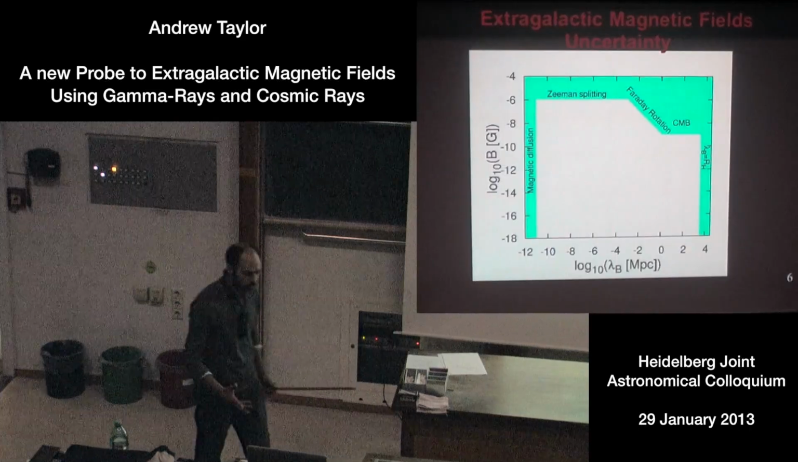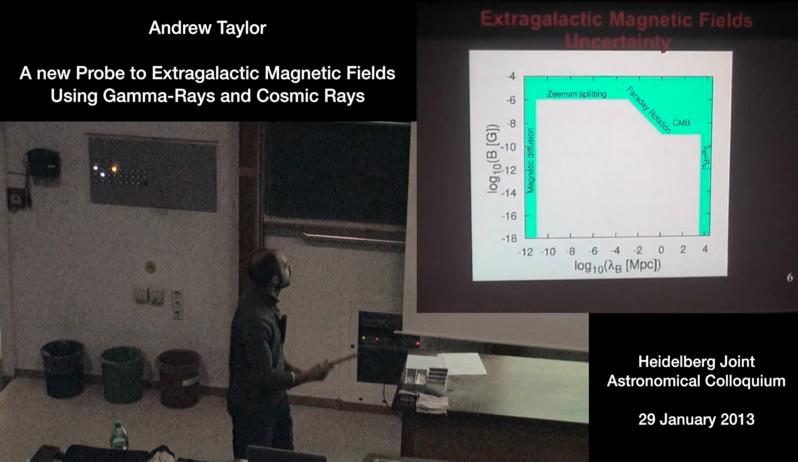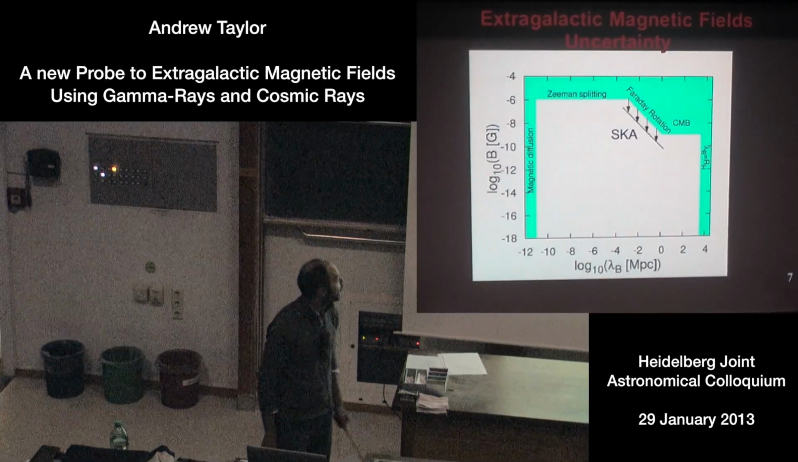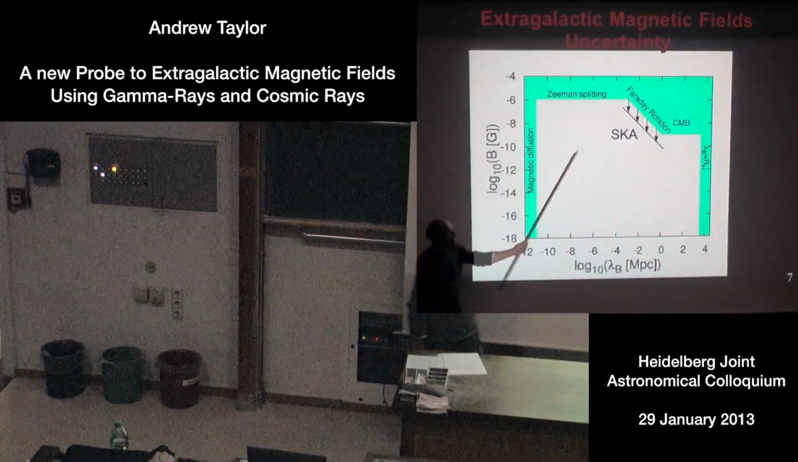Okay, so using radio data, that's where we can get at the moment. So we got to the nanogauss level, and what could we do for the future? How much better than this? Well, the SKA is the hope, and it can go down to the 0.1 nanogauss level.